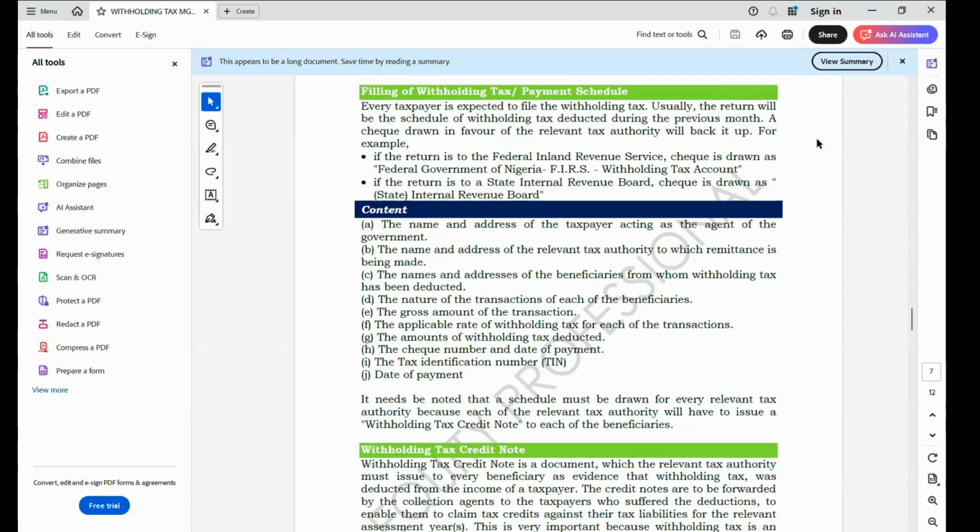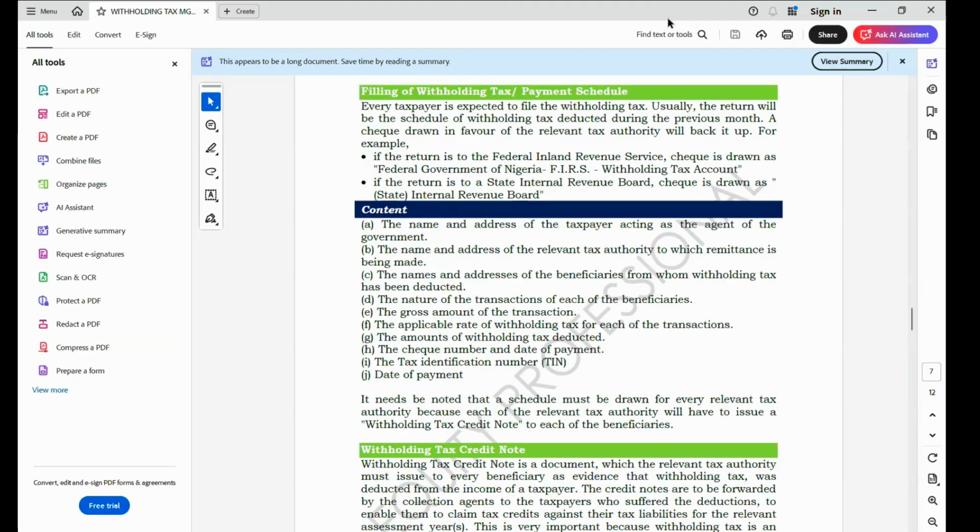Okay, you have a question? I have a question there. Yes. So that means if we are giving a job to a company in Ogun State, and we are in Lagos, and we deduct withholding tax, we have to remit it to the Ogun State tax authority?